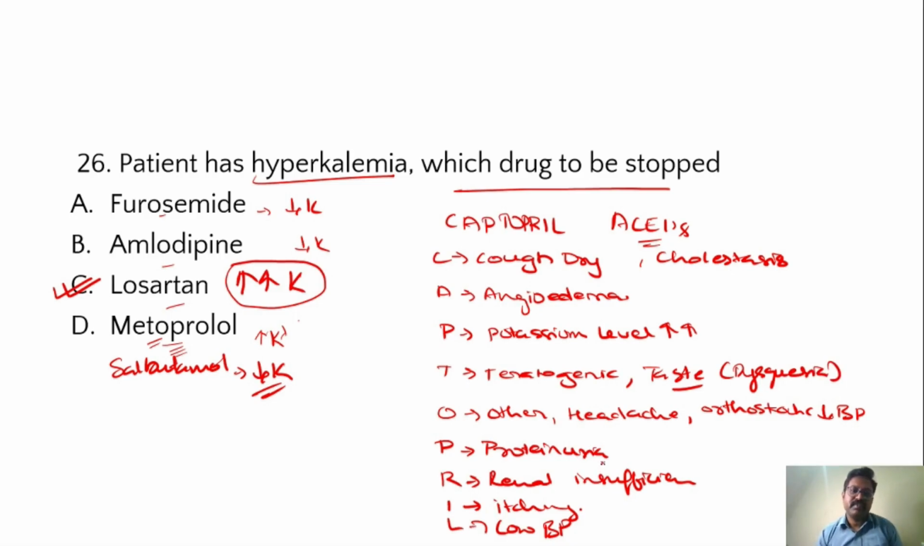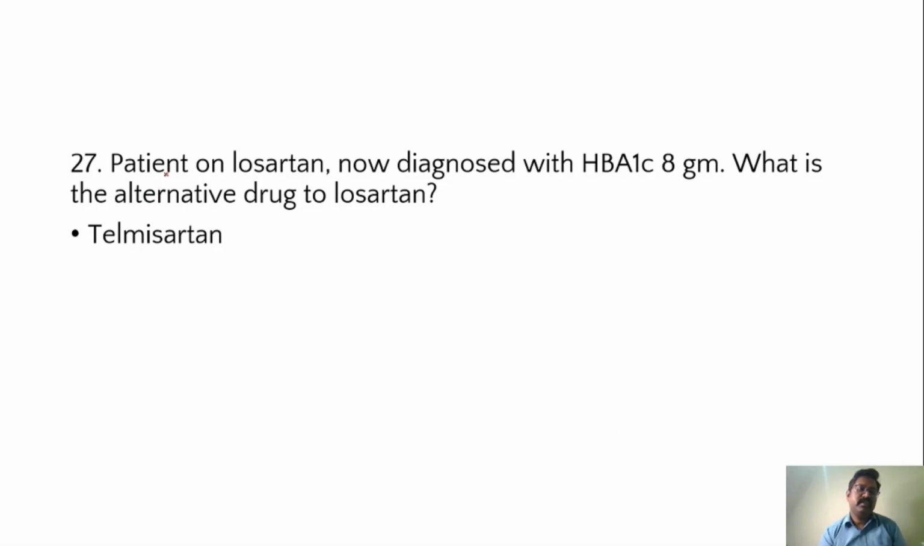These are all the side effects which are encountered with the ACE inhibitors. Next, moving on to the next question: a patient on losartan is now diagnosed with HbA1c of 8 grams. What are the alternative drugs to losartan? Please remember, if the patient requires an alternative drug to losartan, which will help diabetic individuals in regulating their blood sugar levels, you need to remember 3 drugs.